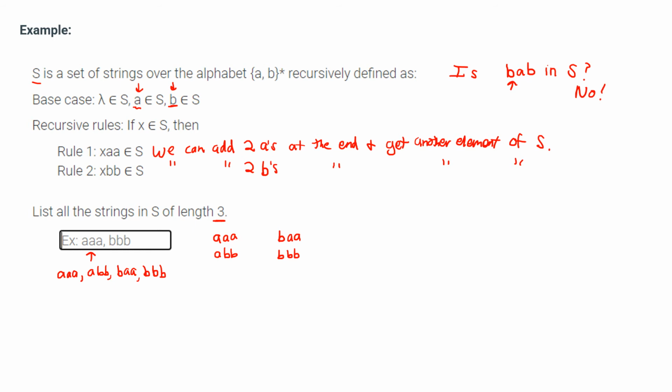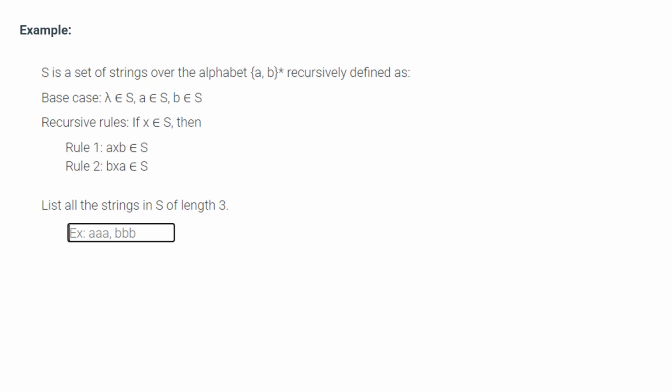Okay, so you just have to think about what each of these rules does and then say only follow these rules to get other elements in the set. Okay, here's another example. It's the same idea. We've got A's and B's. We're going to start with lambda or an A or a B.